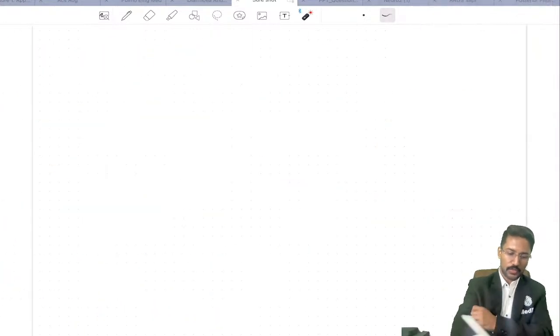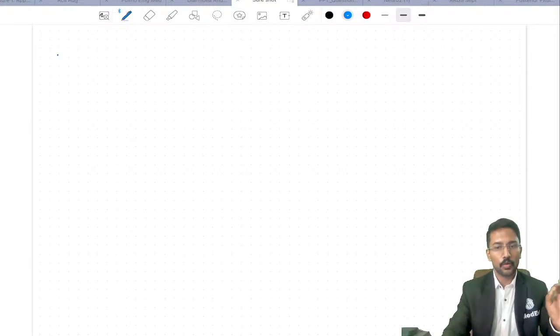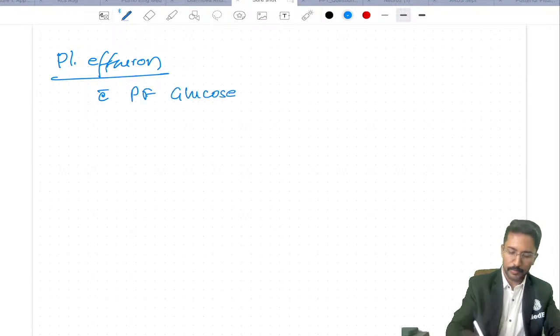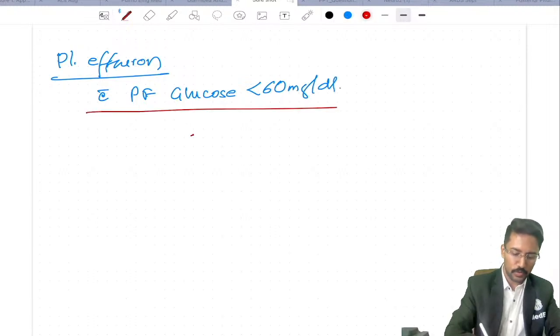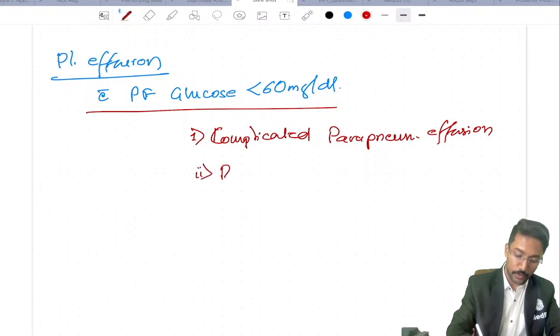Someone was asking about tuberculosis, right? Okay, first point you also need to remember is pleural effusion where the glucose is less than 60. I want you to remember important causes of pleural fluid glucose less than 60 milligrams per deciliter. Three important causes. First one, obviously we have learned about it, complicated parapneumonic effusions or pneumonia associated.